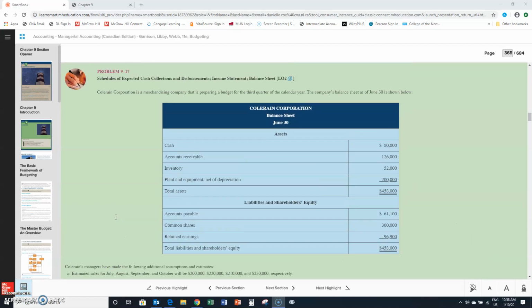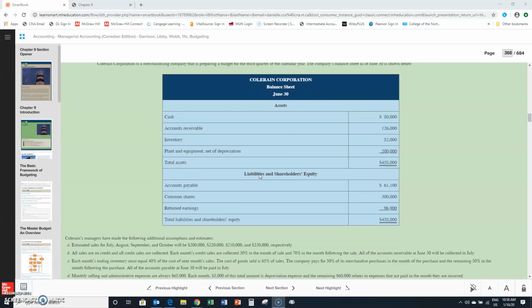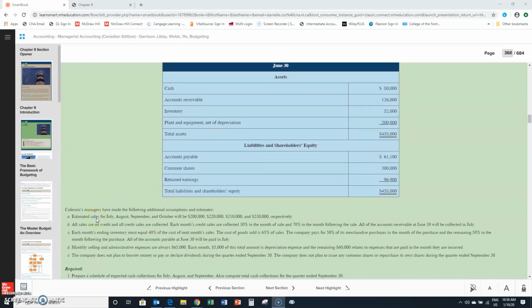Okay, so now we're going to take a look at problem 9-17. We're given a balance sheet for our company as of June 30th, and then we're given some information on the next quarter. So the following additional information.